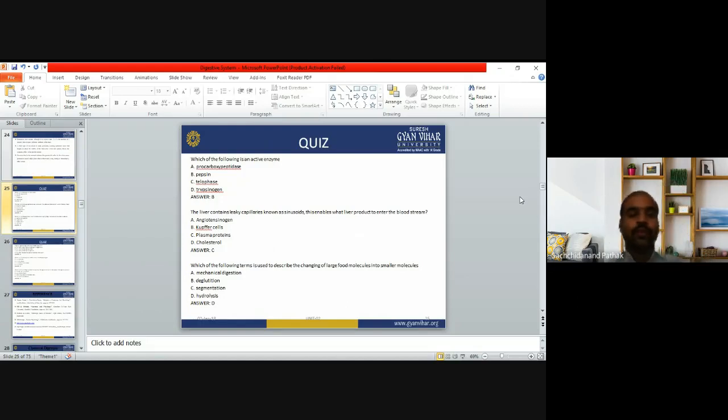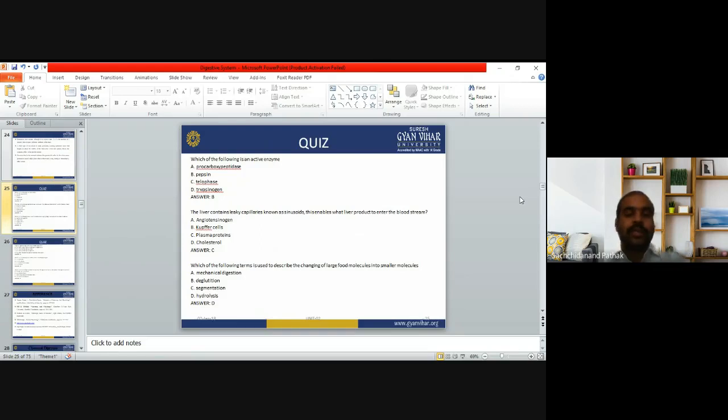Next question: which of the following terms is used to describe the changing of large food molecules into small molecules? Very easy question. First, understand the question. Four terms are given, A, B, C, and D. The first is mechanical digestion, by which you can convert large food into small pieces. The others are deglutition, segmentation, and hydrolysis.